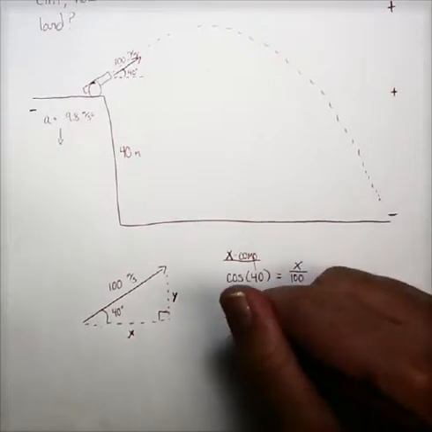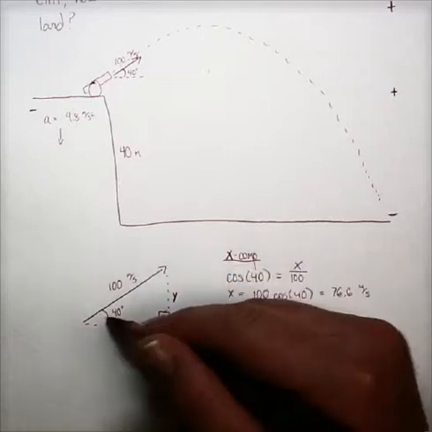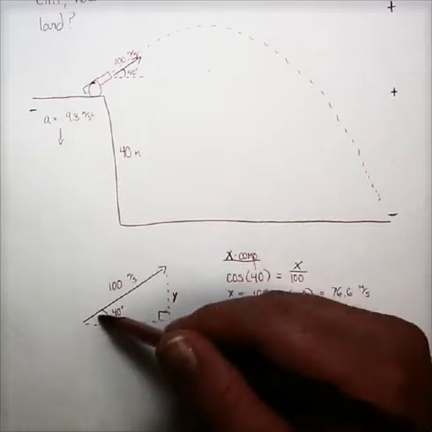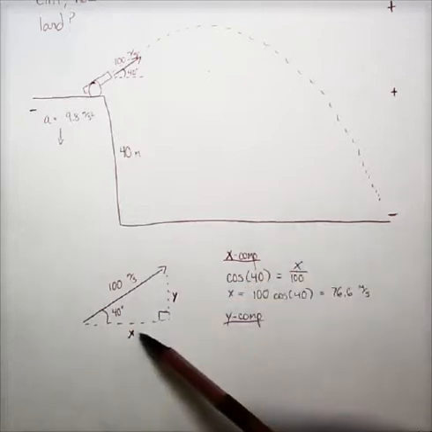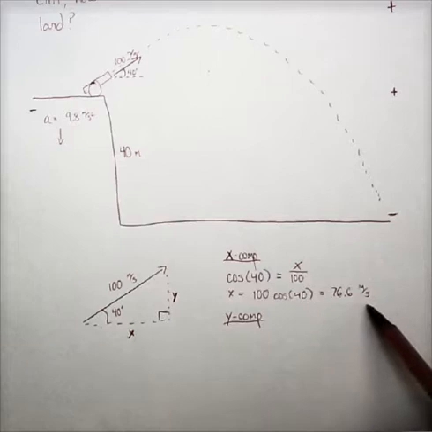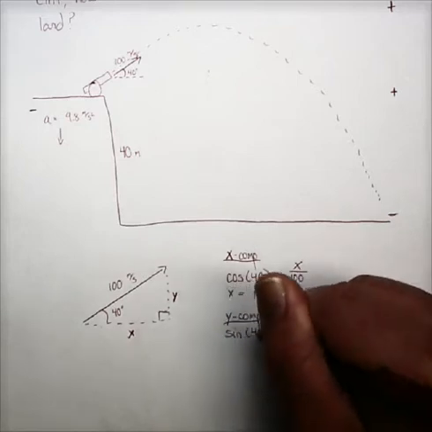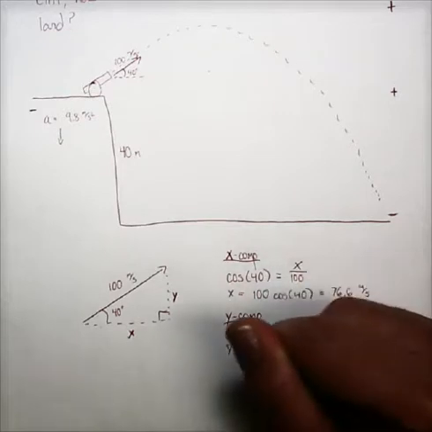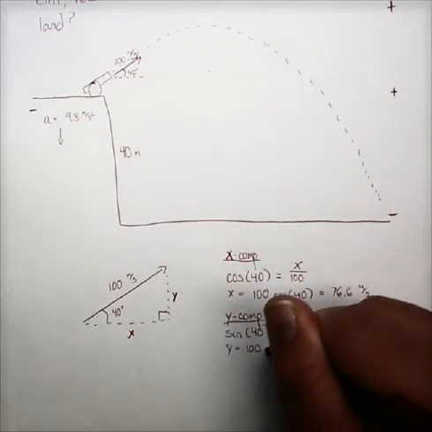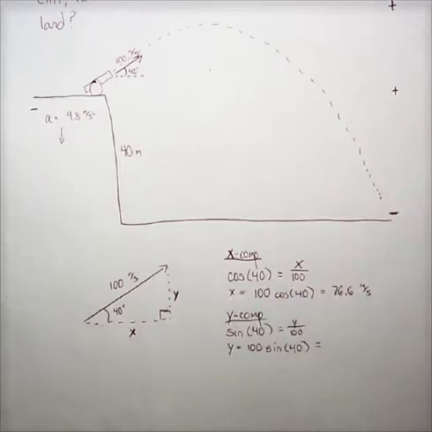Now, for the y direction, the y component of this vector, the y component is opposite of the angle. Again, SOHCAHTOA, we can hear that the sine has the opposite part. We could also use the tangent function if you really want to, because we do now have the x component. However, since this is calculated and rounded, we get more accuracy from using the sine function. So the sine of 40 will equal the y component over 100. So the y component will be 100 times the sine of 40. And again, hooray for calculators.